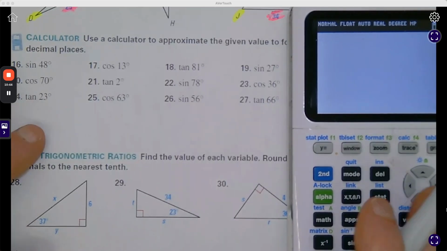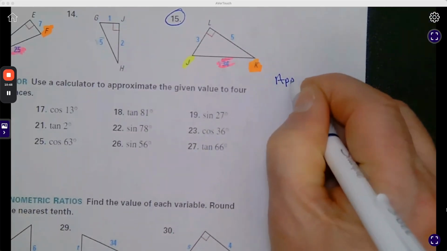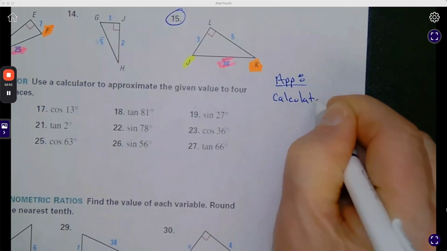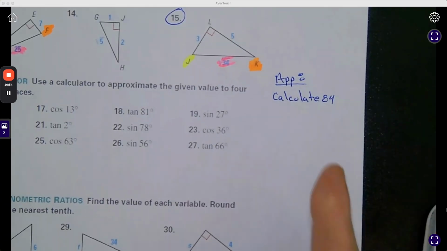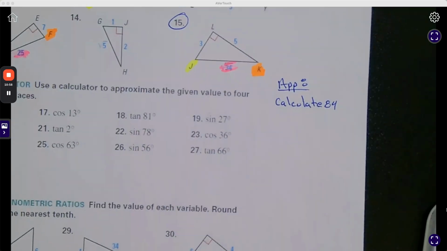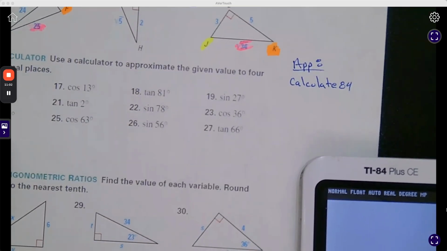Remember, you have an app that you can put on your phone. It's Calculate 84. And it will get you a graphing calculator for free on your phone. Get that app, and then you'll have the sine, cosine, tangent buttons. All right? Calculate 84.